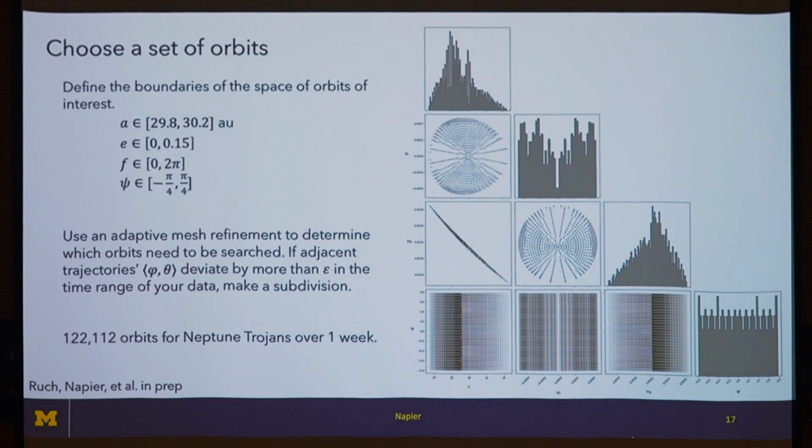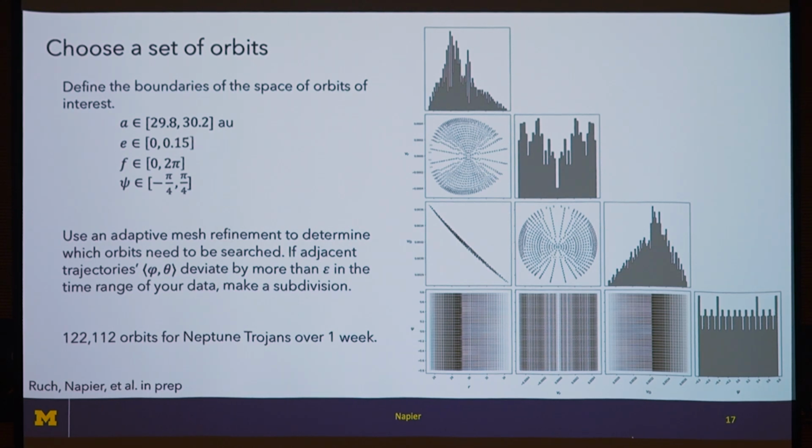Because it's a lot. So the first thing we have to do is decide which orbits we actually need to stack at to begin with. I was interested in just Neptune Trojans, so A in this range, E in this range, psi to give inclinations between about 45 degrees and 0, and true anomalies wherever.